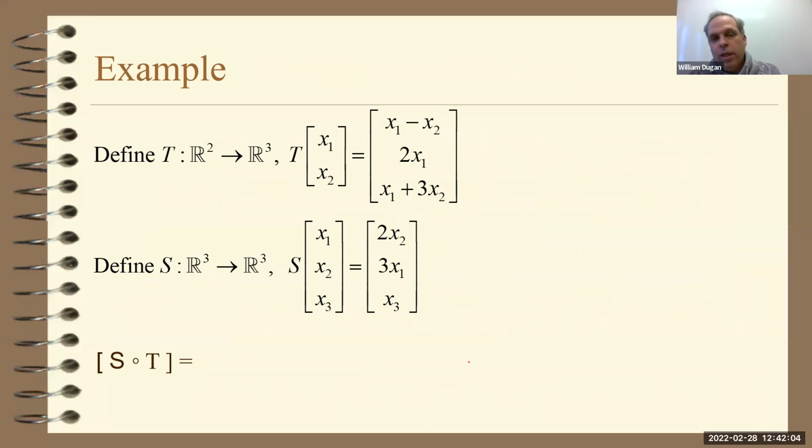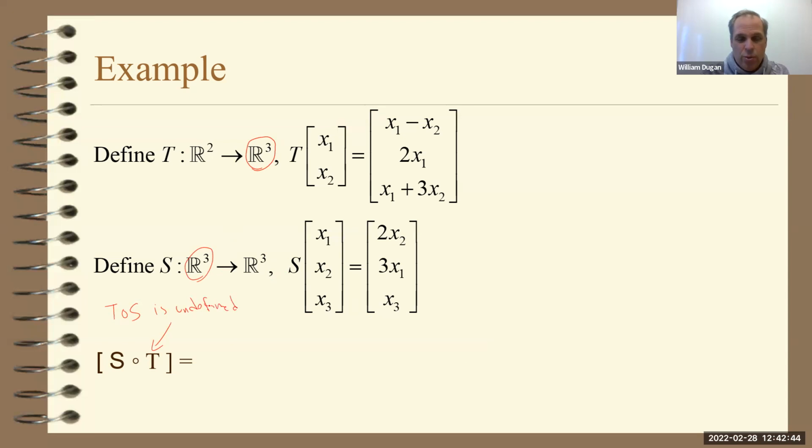So as an example, here are two transformations. S goes from R3 to R3. T goes from R2 to R3. I want to know the standard matrix of S composed with T. Now, I notice I reversed the symbols. That's because to go from T into S, I have to make sure that the codomain of this one has to be the domain of that one. If I try doing it in the other order, this is undefined.